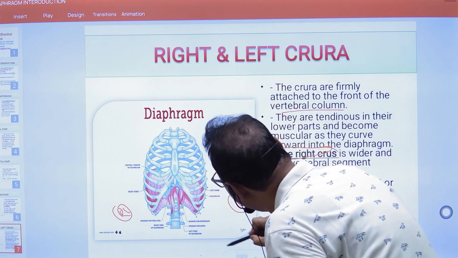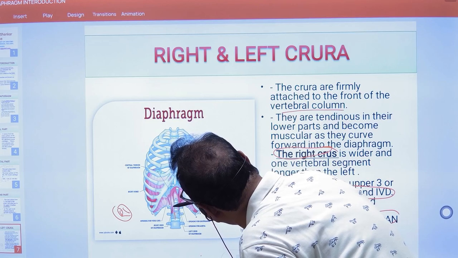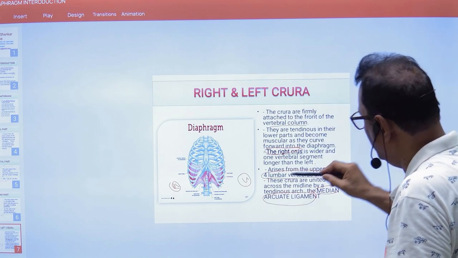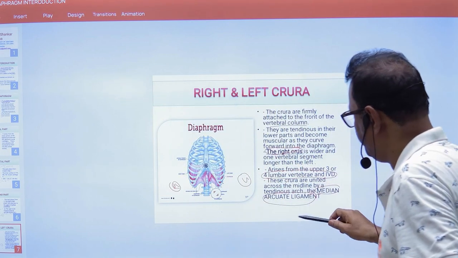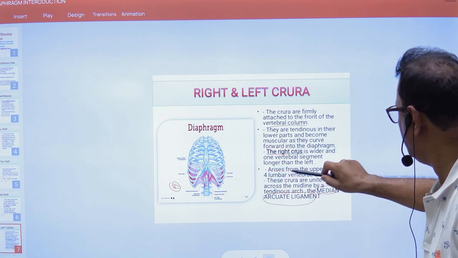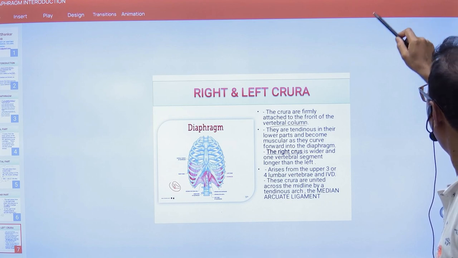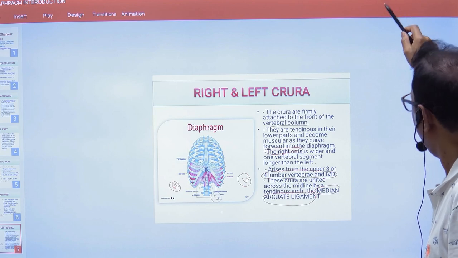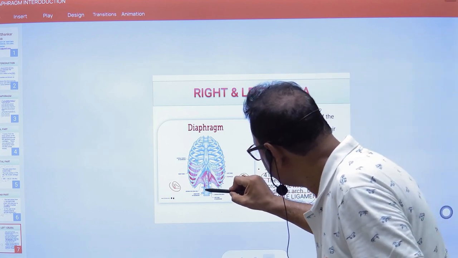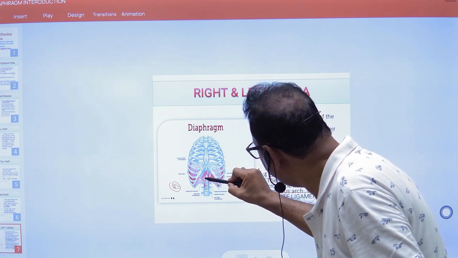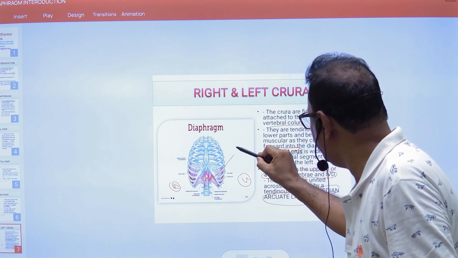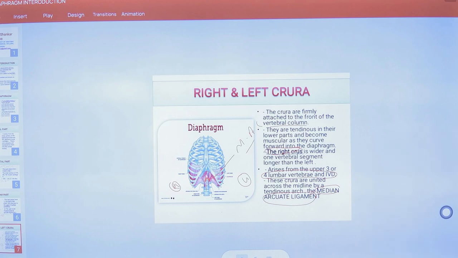See this one. This is the right crus going like this. The right crus and the left crus meet together at this point, and this point is the median arcuate ligament. The meeting point of both of them forms the median arcuate ligament.